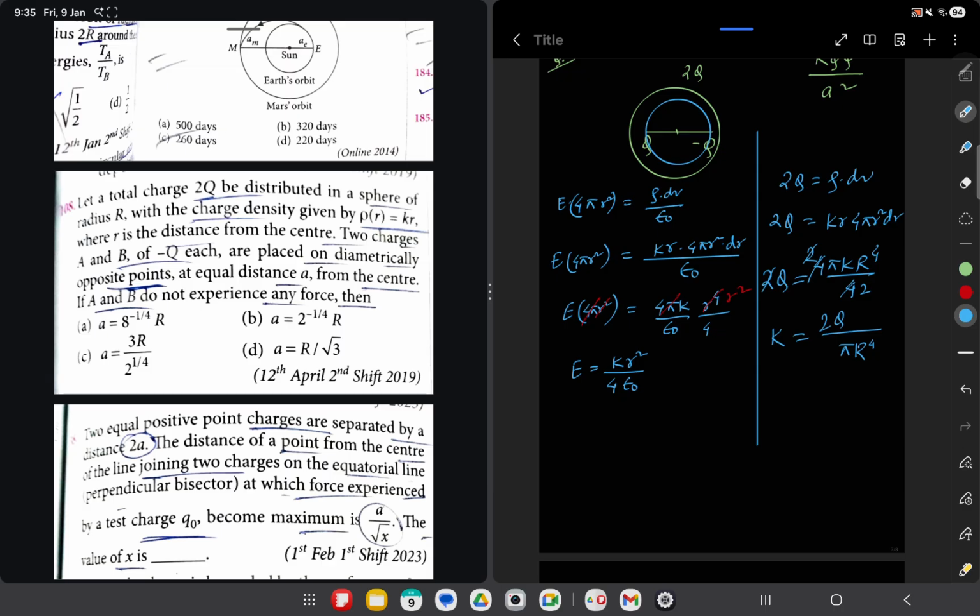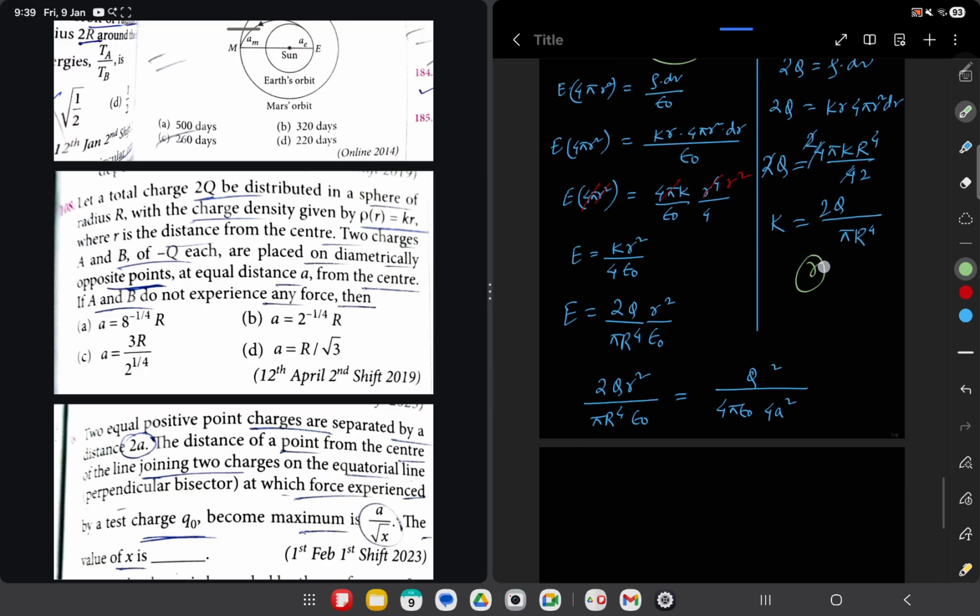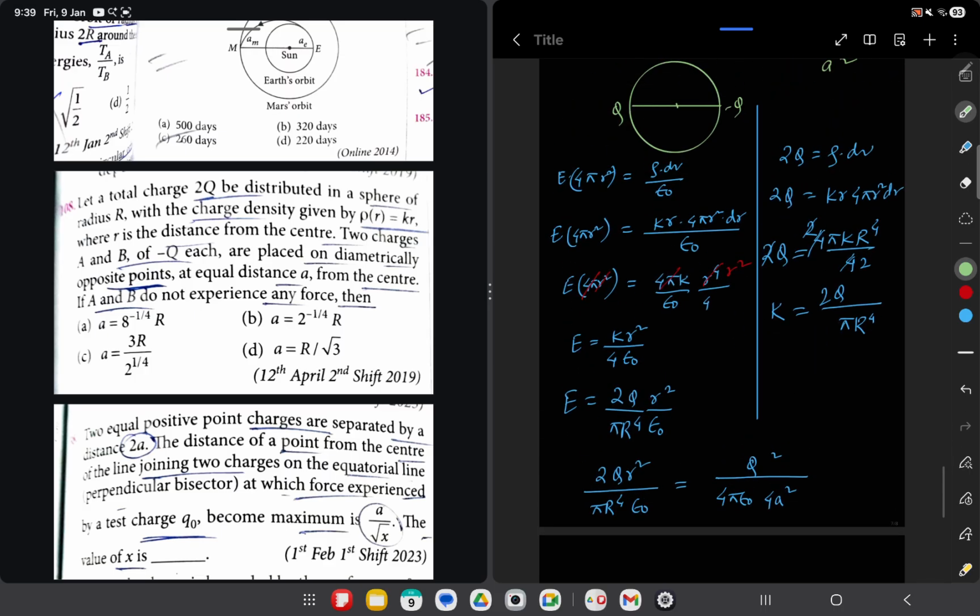So this will be this one, 2k by pi r to the power 4. So you will be writing this one. As it has been said that these two are diametrically opposite points, this will be the point on the surface, because the answer is given in this form. The point may be inside the circle also, but there is no form of r in the answer, so this will be the point on the diameter.